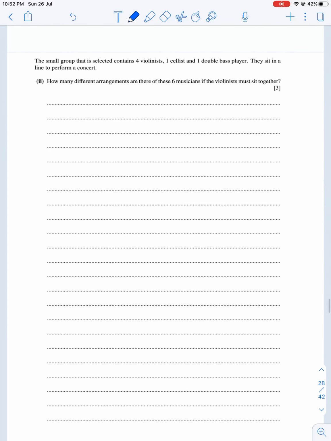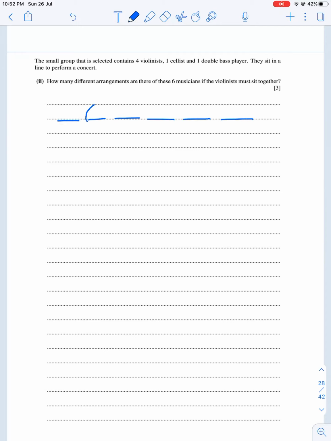The small group that is selected contains 4 violinists, 1 cellist and 1 double bass player. They sit in a line to perform a concert. How many different arrangements are there of these 6 musicians if the violinists must sit together? Okay, so there are 6 people. I'm going to put 6 dashes here.